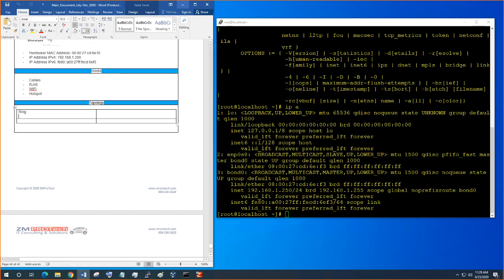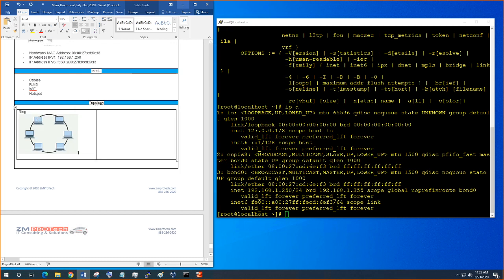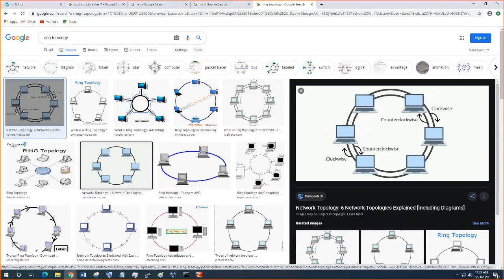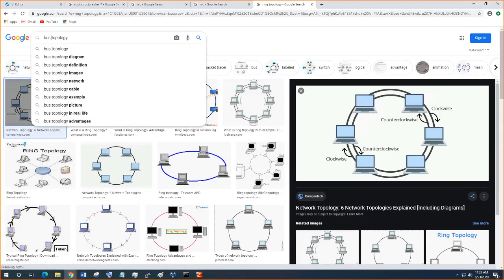So this is ring topology. And the next one we have is bus. Okay, and it sounds just like a bus. What it is, it's in a row. I'm going to type bus here.